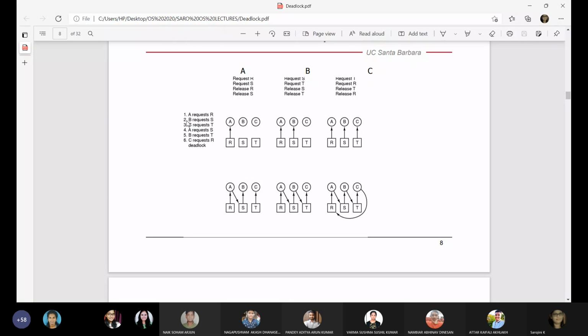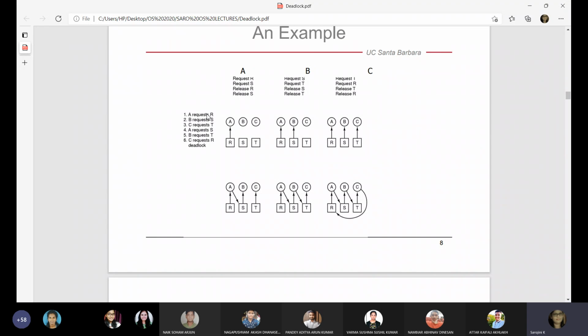Now, process A requests resource R. This is the first event that happens in a multiprocessing system. Assume that all the resources are free now in the initial state. None of the resources are allocated to any process. That is the initial state of the multiprocessing system. So all the resources are free now.